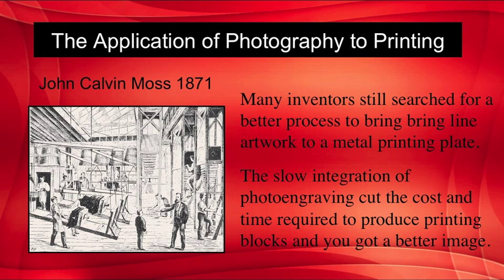Many inventors still searched for a better process to bring line work to a metal printing plate, and the slow integration of photo engraving cut the cost and time required to produce printing blocks, and you ended up getting a better image. It was first John Calvin Moss in 1871 who developed a process for translating line artwork onto a metal letterpress plate. The process is illustrated here.